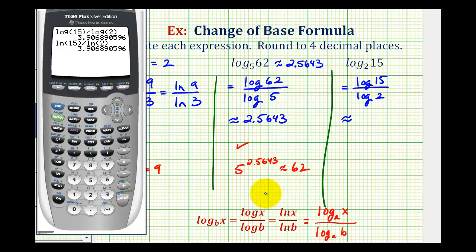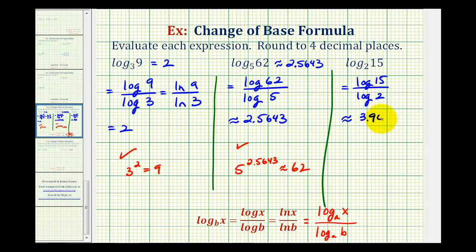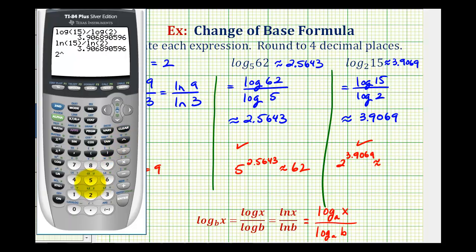So again, 3.9069. Which means if we take 2 and raise it to this power, we should get approximately 15. Let's go ahead and check that. We did round up, therefore the value is slightly larger than 15, but this does verify we did this correctly.